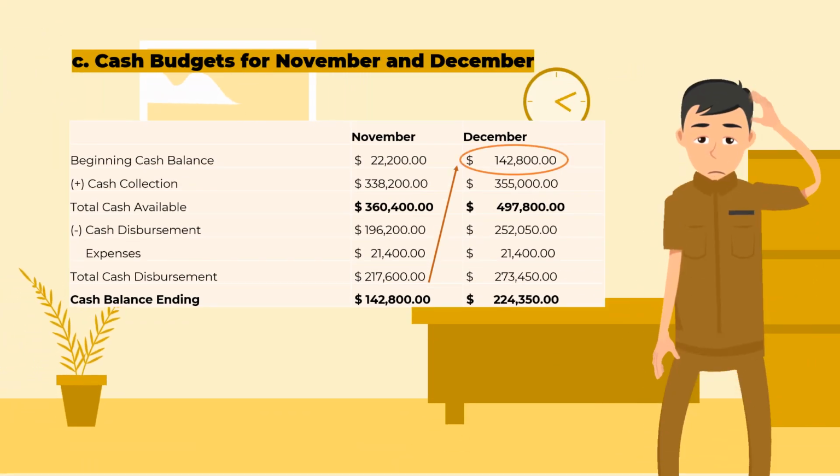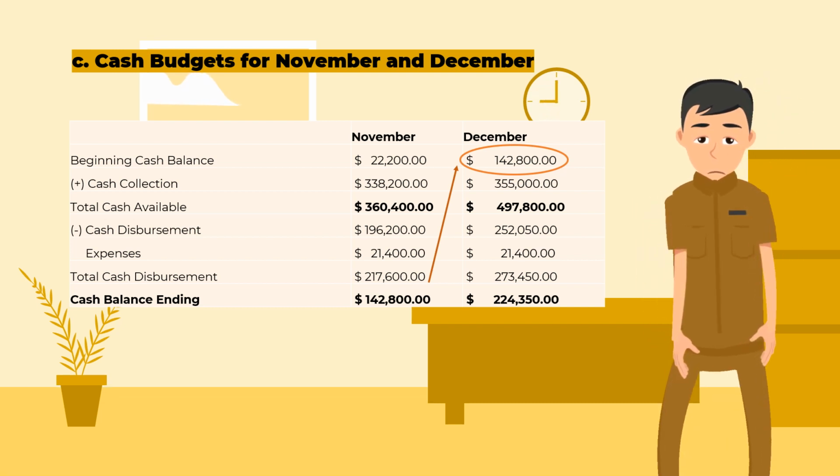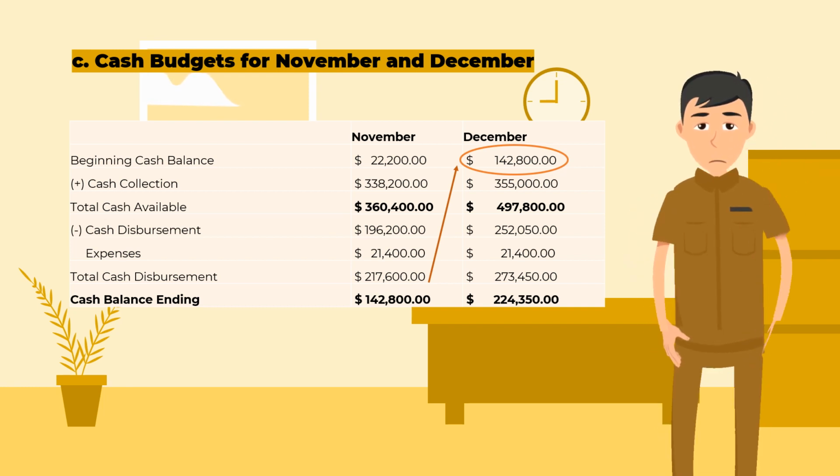Okay, so for the next question, we are required to find the cash budget for November and also December. So basically, just take all of the information from the previous slide that we have calculated.